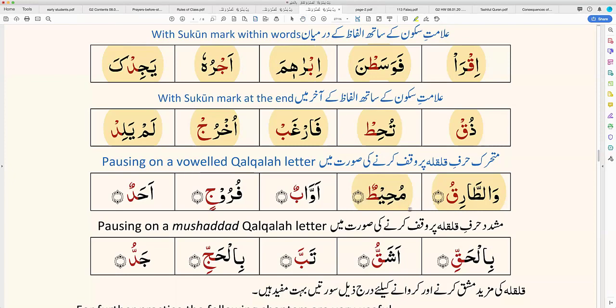Okay, next one here. Muhit. محيط. Well done. Abwab. أبواب. Well done. Furuj. فروج. Ahad. أحد. Well done, well done. Very, very nice. Jazakumullah for your help.